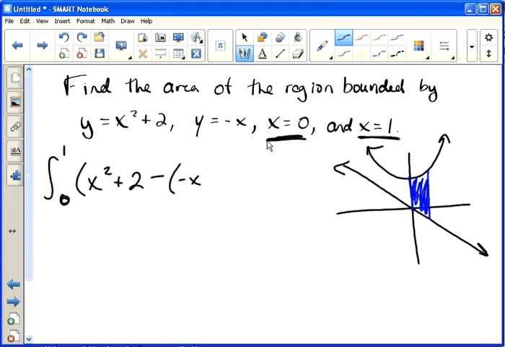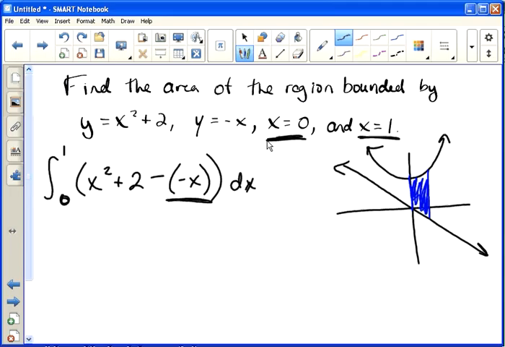Now, there are a couple things that are important as far as good habits. You should put parentheses around the whole thing with dx at the end. And it's good to put parentheses around this second function. It didn't matter so much on this one, but anytime you have more than one term, it's going to be very important to get the correct answer because you have to subtract the whole thing.